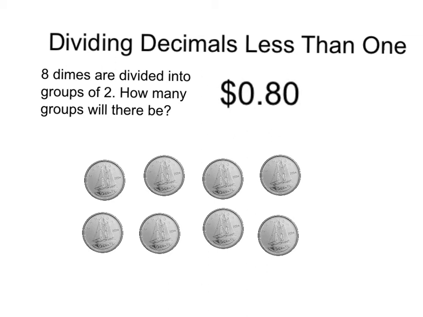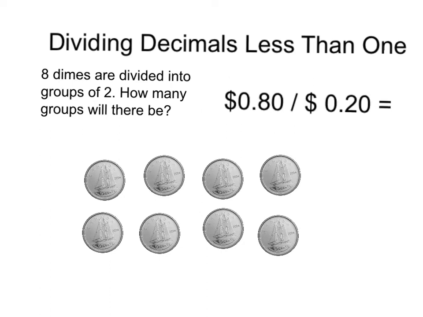80 cents is 8/10 of a dollar. 8 dimes is 80 cents, hopefully we know that. And what are we trying to do? So if 8 dimes are divided into groups of 2, how many groups are there going to be? So what we're doing is dividing our dimes into groups that are going to have 20 cents in each group. So that is still 2 dimes in each group.